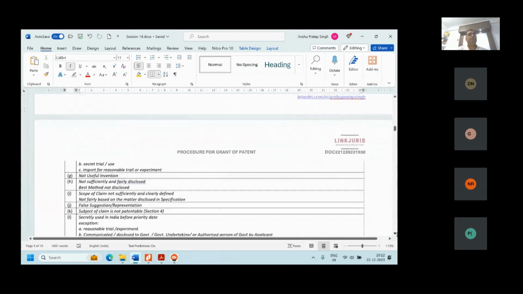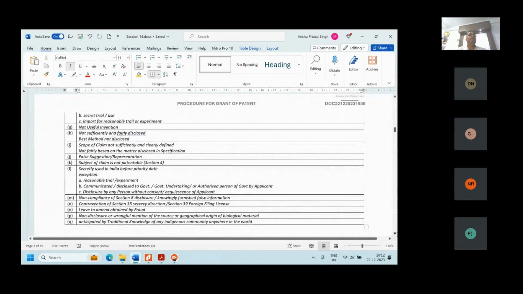Now comes not useful invention. See, invention, inventive step, and then non-useful invention, that there is no utility of the invention. Then comes claim related requirement: not sufficiently and fairly disclosed, base method not described. Second, scope of claim not sufficiently and clearly defined, not fairly based on the matter disclosed in the specification, right? Then comes, it is based on false suggestion or false representation. Whatever has been represented during the course of proceedings, they have made false suggestion and representation. That is also a ground.